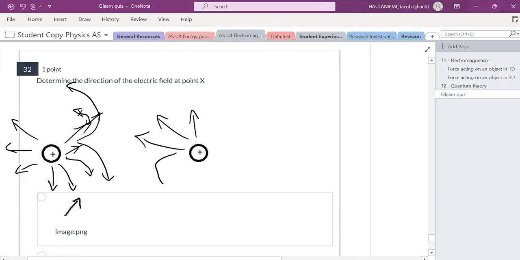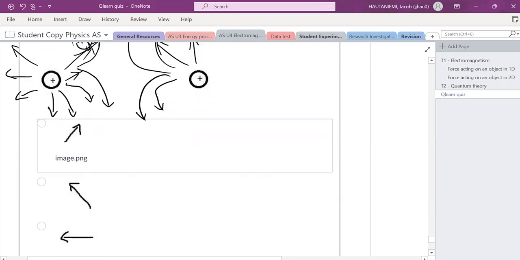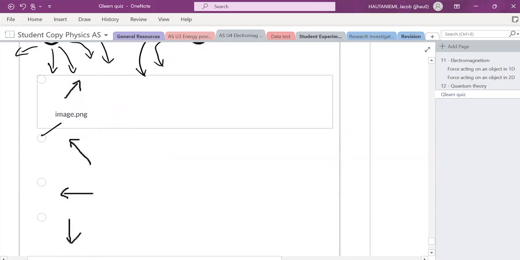And same with these ones, they will also curl out and down. They want nothing to do with each other, so these will curl. So at the point X, we can see that it's curling back in that direction, which means that one there must be the correct one.